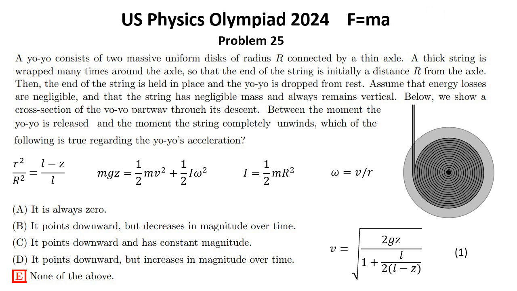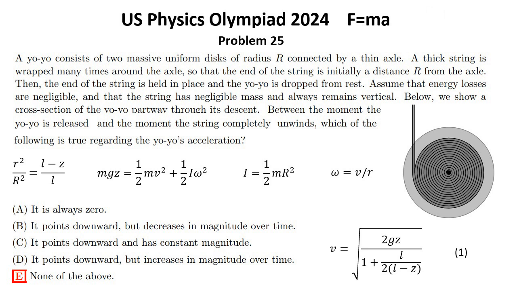the energy goes into the yo-yo's rotational motion. In fact, the translational speed of the yo-yo goes to 0 when the string completely unwinds, at which point it's just spinning in place. Therefore, during the latter part of its fall, the yo-yo has upward acceleration, so the answer is none of the above, which is answer E.